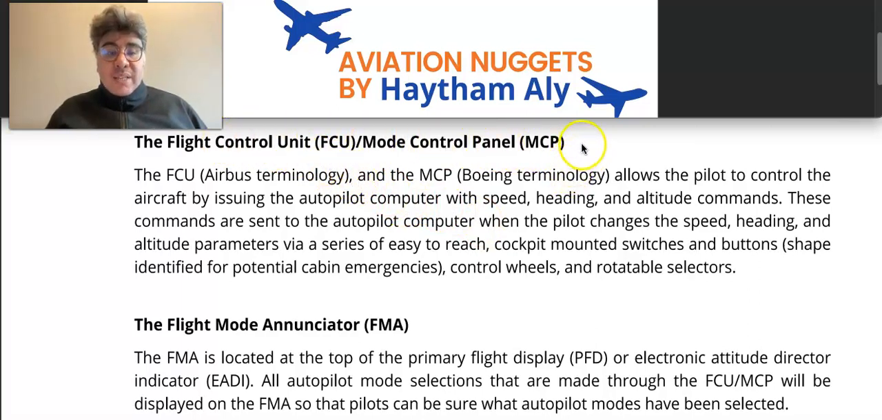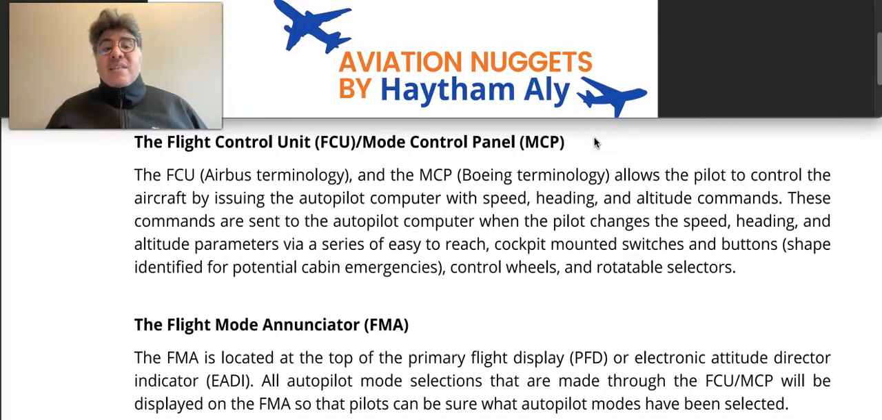What is the second component of the autopilot system? It is the flight mode annunciator, FMA. The flight mode annunciator, or FMA, is the upper part of the PFD, primary flight display, or the upper part of the electronic attitude direction indicator in Boeing terminology. PFD is an Airbus terminology. So from the FMA, the pilot can know how the autopilot reacts: the status of engagement of the autopilot, flight director, and auto thrust.